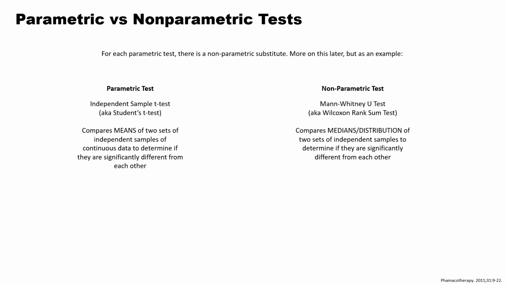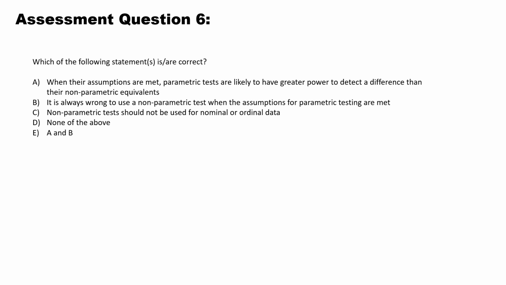This parametric test requires assumptions about the data distribution. If you can't meet those assumptions or you're unsure, then a non-parametric test that would make essentially the same comparison is the Mann-Whitney U-test, also known as the Wilcoxon rank sum test. And this compares the medians or really distributions of two sets of independent samples also to determine if they're significantly different from each other. So that brings us to assessment question number 6.